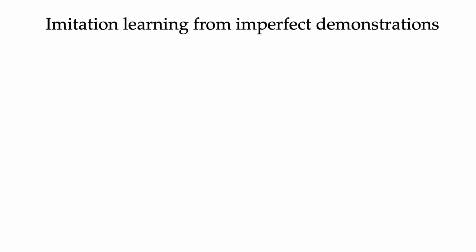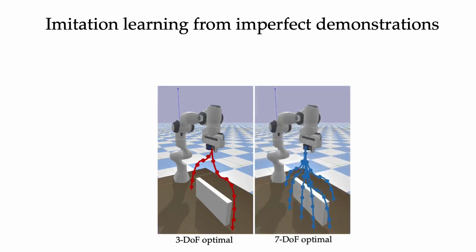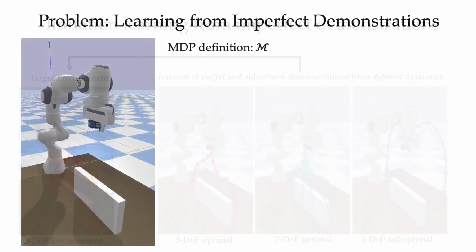Our goal is to develop an imitation learning algorithm where the demonstrations may not be optimal. We might have perfect demonstrations from a robot with 3 degrees of freedom, optimal demonstrations from a robot with different dynamics such as an arm with 7 degrees of freedom, and suboptimal demonstrations. We use this mixture of demonstrations to learn a policy in our target environment.